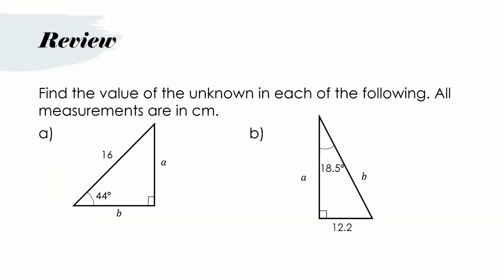Alright, let's review what we have learned in the previous video. So for these 2 questions, you need to find the value of the unknown in each of the following, and you need to give your answer in centimeters. So you got to find side A and side B. Okay, you should be able to get A for question part A. A will be equals to 11.1 centimeters and B will be 11.5 centimeters. Part B will be A equals to 36.5 centimeters and B equals to 38.4 centimeters.